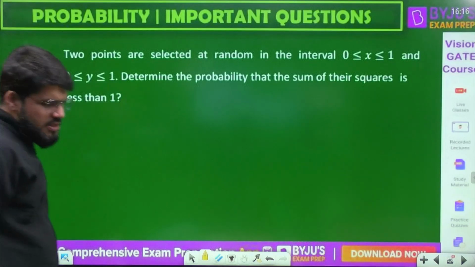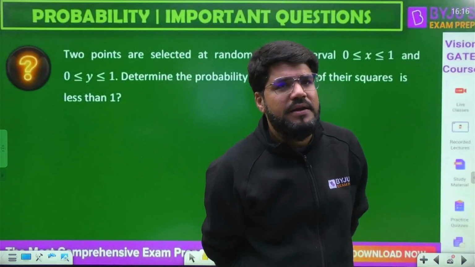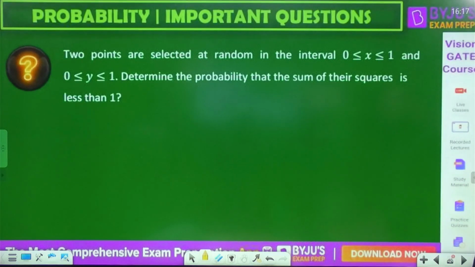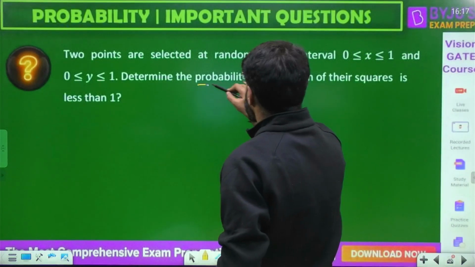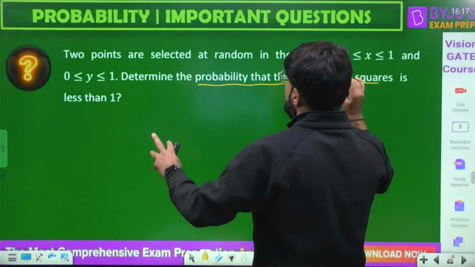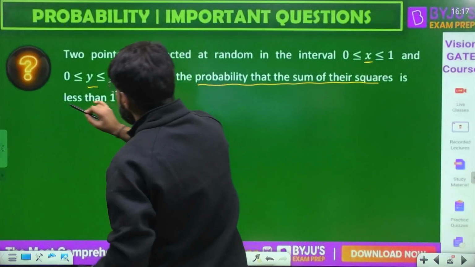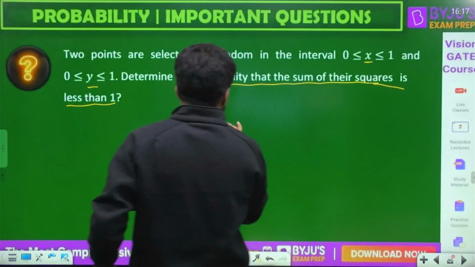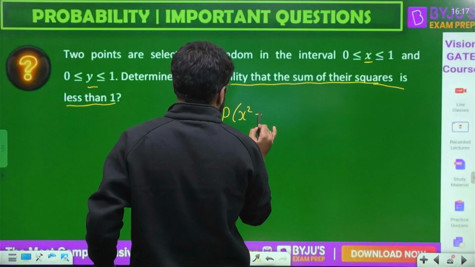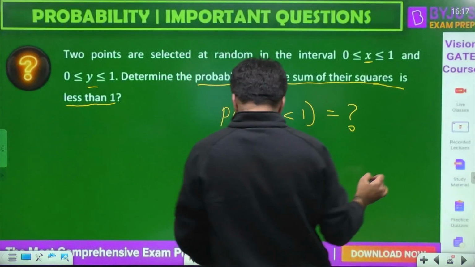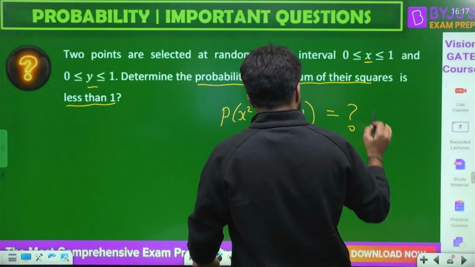Next, some questions you can solve by geometry. Two points are selected at random in the interval 0 ≤ x ≤ 1 and 0 ≤ y ≤ 1. Determine the probability that the sum of their squares is less than 1. So there are two points named x and y, and we need the probability that x square plus y square should be less than 1. That is the question.